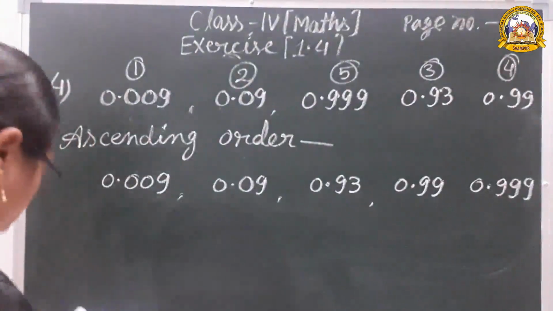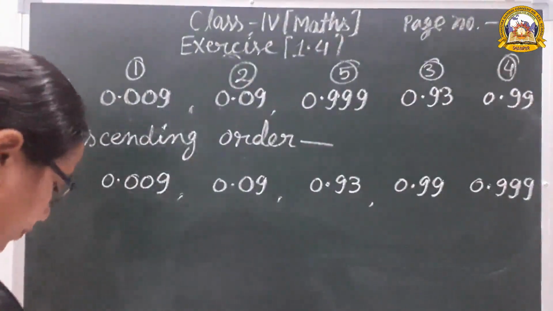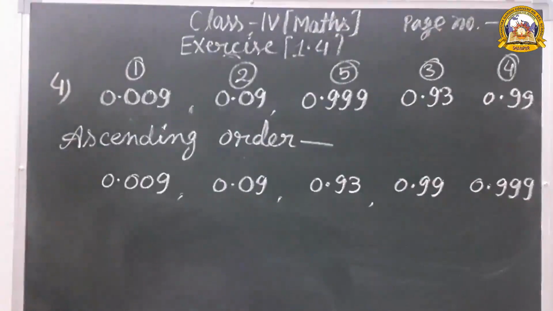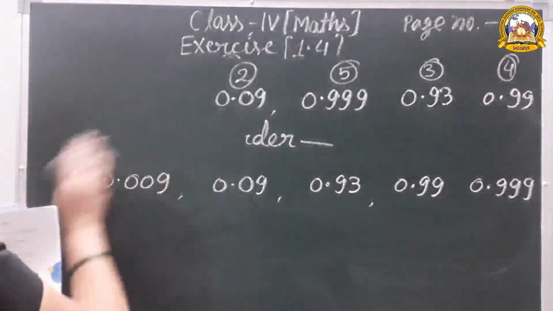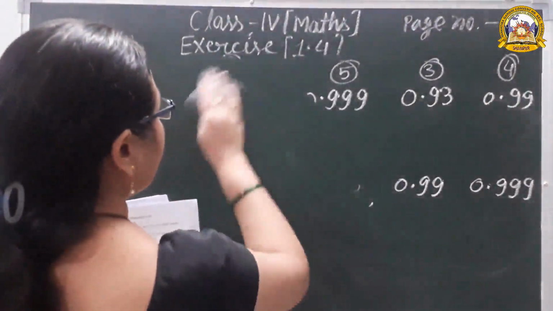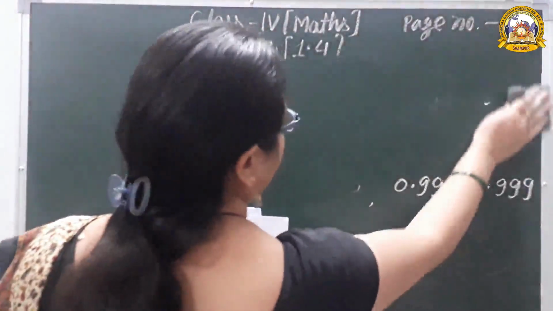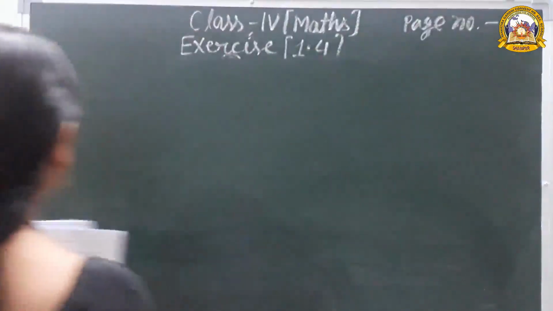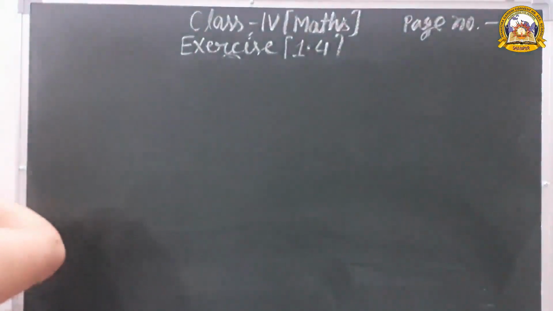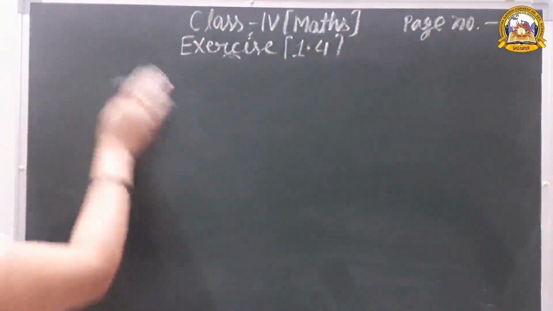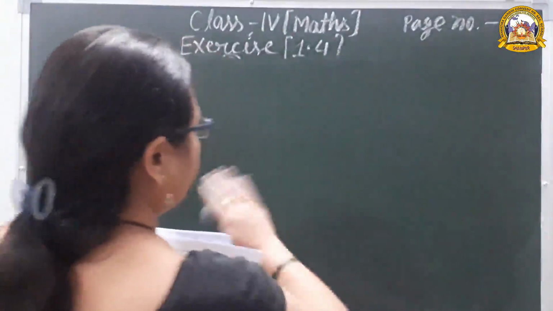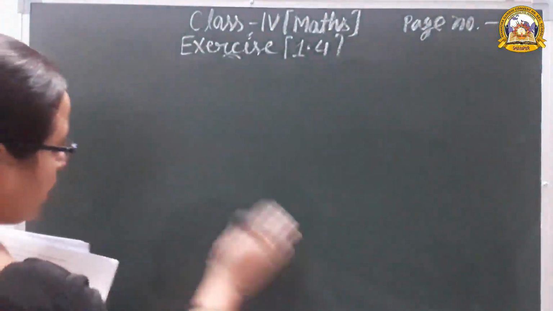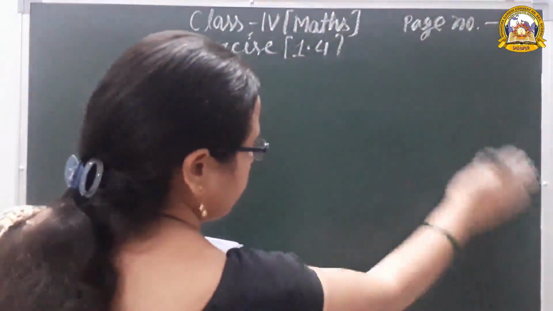Now the next question, question number 5. Descending order. Descending order is just the opposite of ascending order. In descending order, we have to arrange the numbers from bigger to smaller. Means first we have to find the biggest number among the decimal numbers and then go in decreasing order. Decreasing order means bigger to smaller.